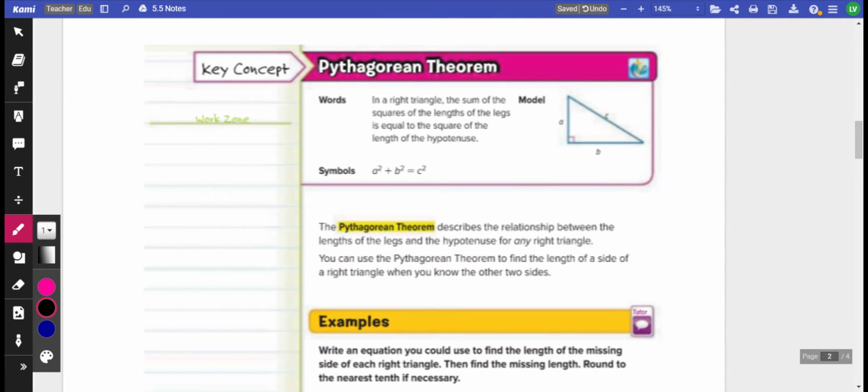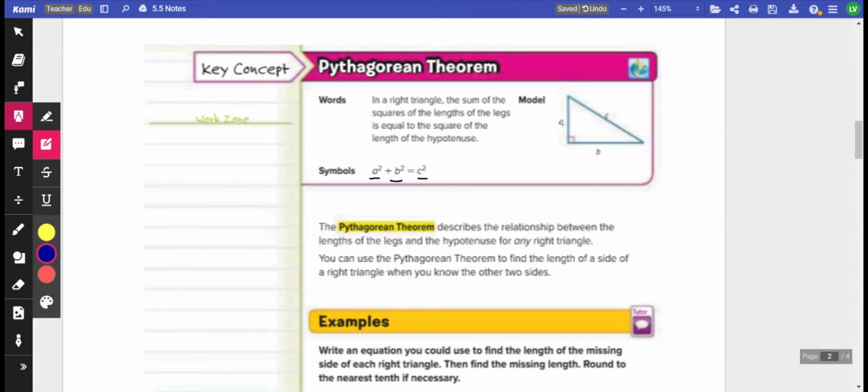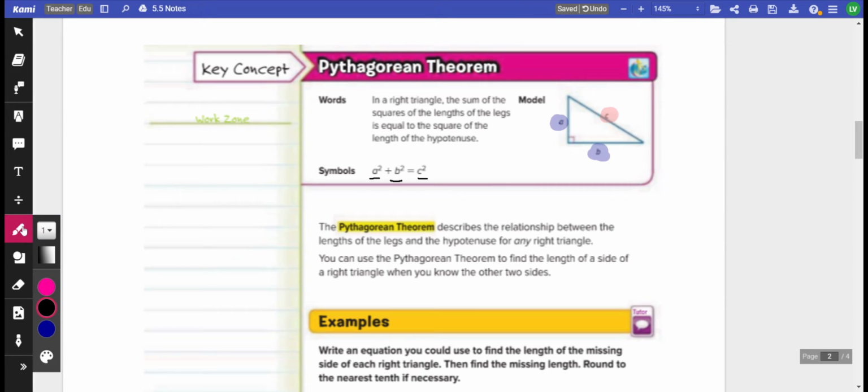Pythagorean theorem key concept. So in a right triangle, the sum of the squares of the lengths of the legs, meaning a squared plus b squared, is equal to the square of the length of the hypotenuse, which is c squared. So the legs are always going to be labeled as a and b, and the hypotenuse is always going to be c. So we'll be using a squared plus b squared equals c squared for all of our problems.